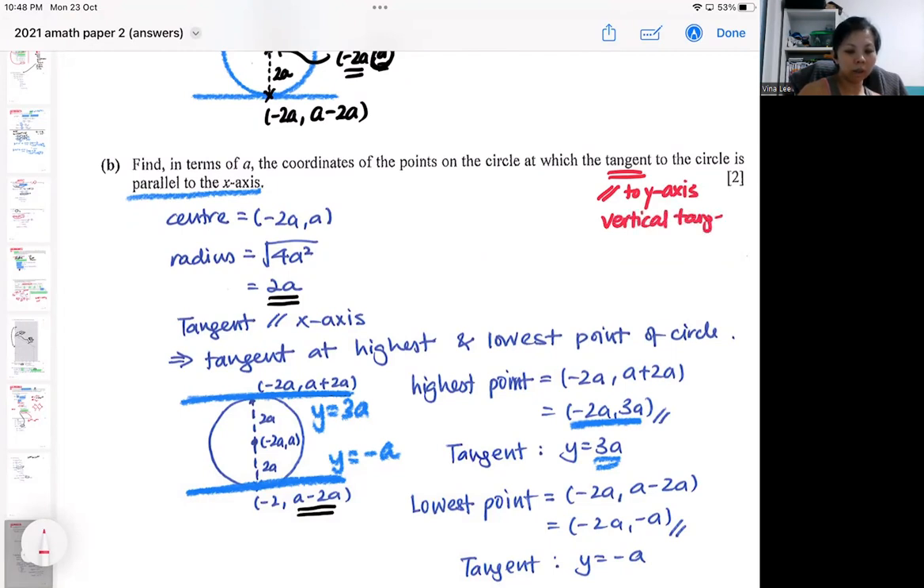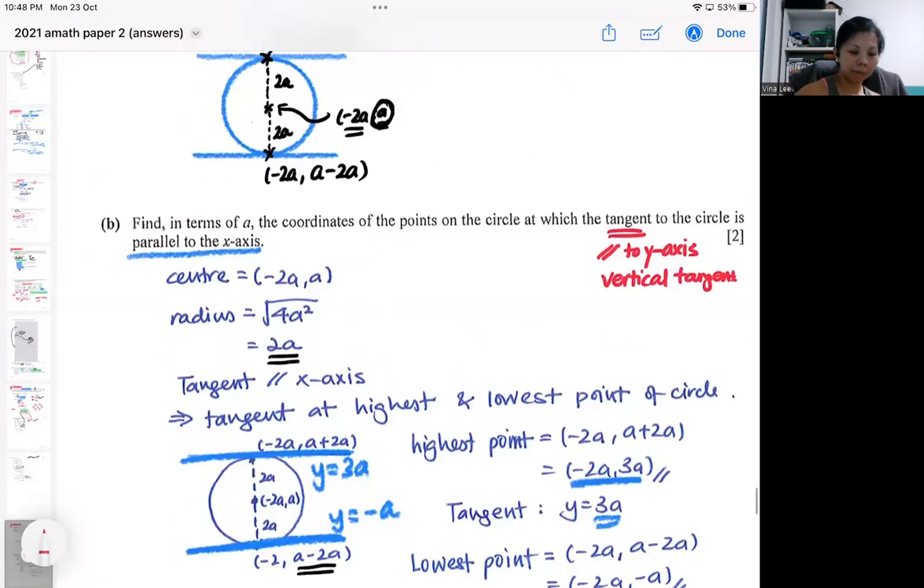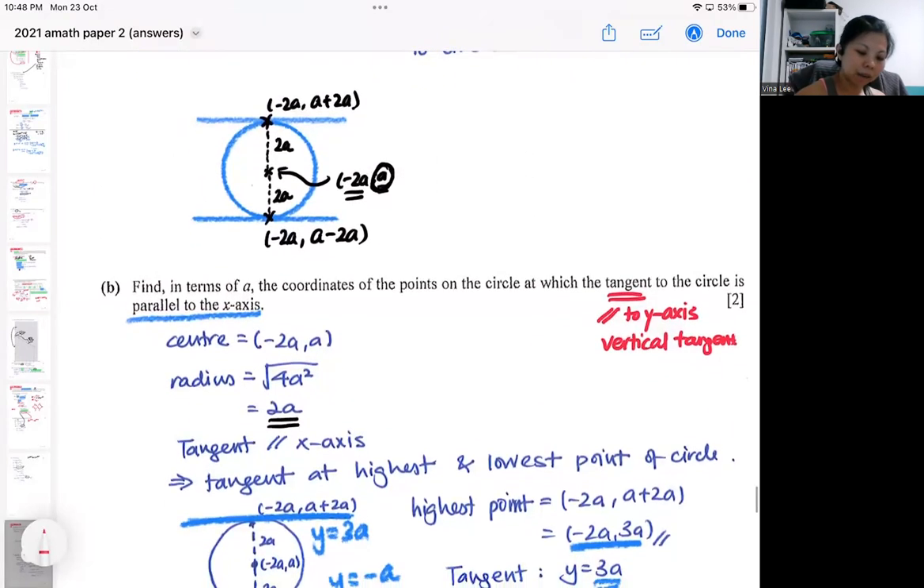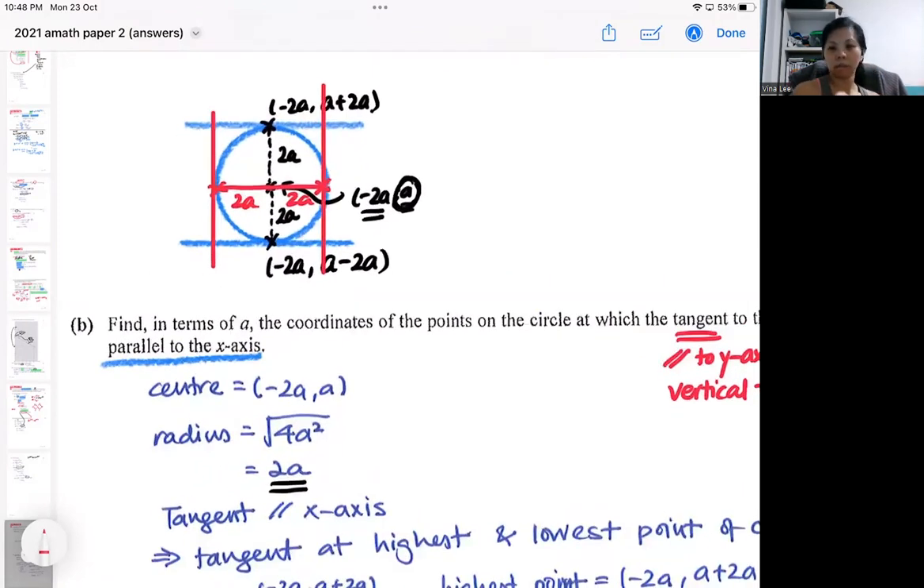So where will vertical tangent happen? It will happen at the side, the wider side of the circle. So it will appear at the side of the circle, the right side of the center and the left side of the center with the same radius. So if let's say this question change to tangent that's parallel to the y-axis, okay, I'm going to find this point. So I'm going to find this point.